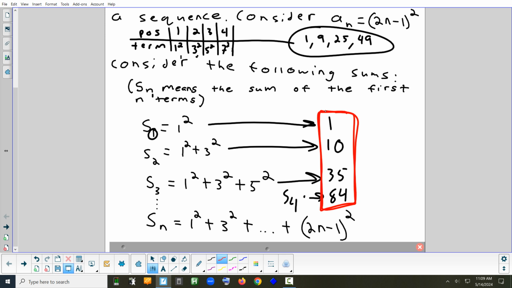All right. Any questions on what this notation means? Okay.